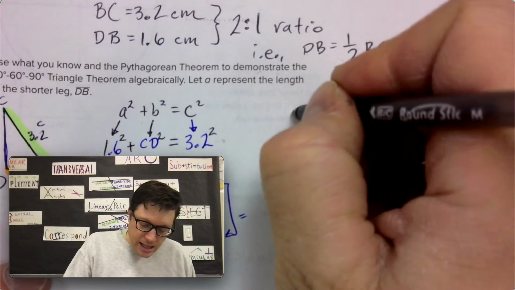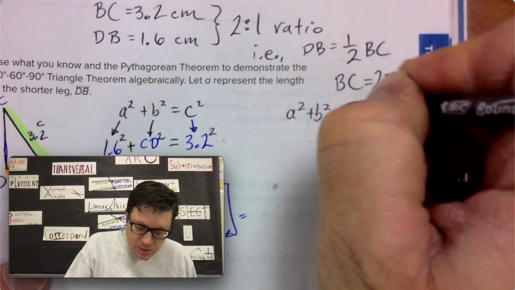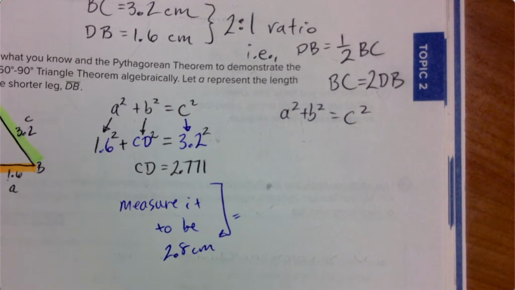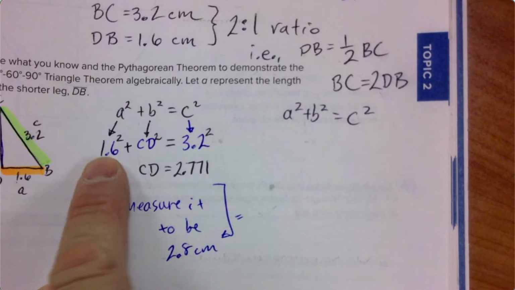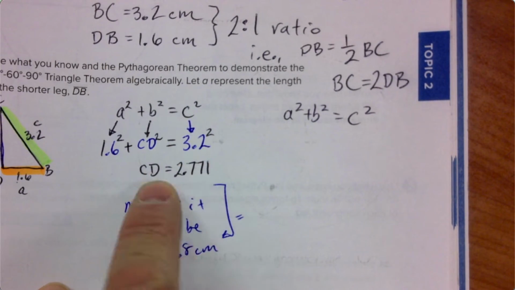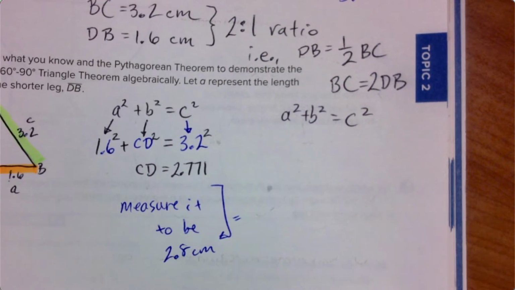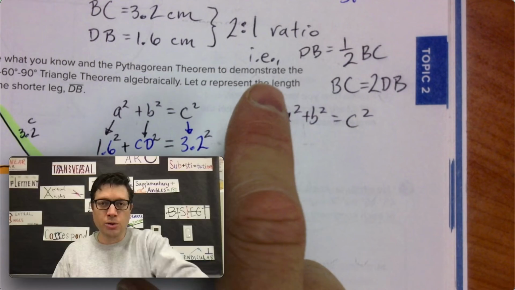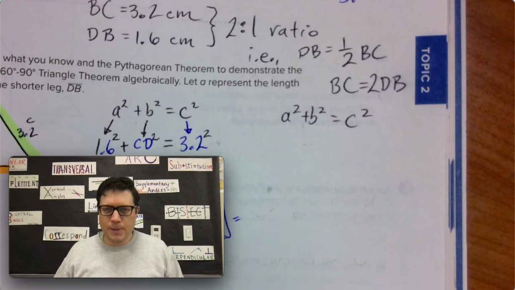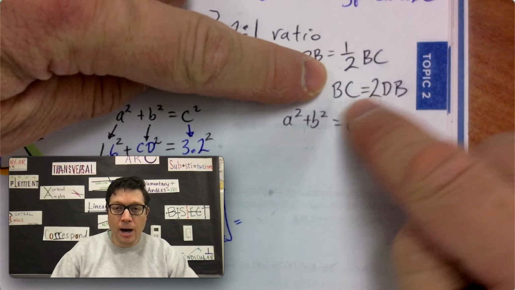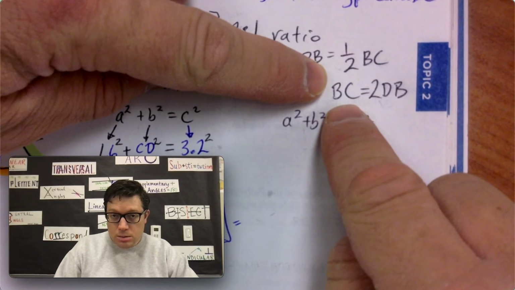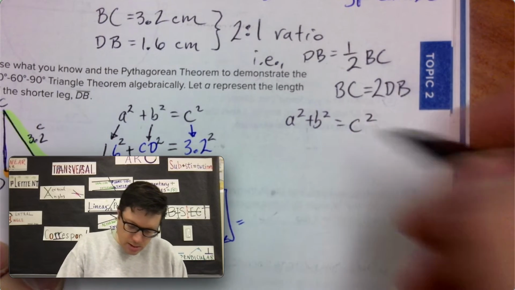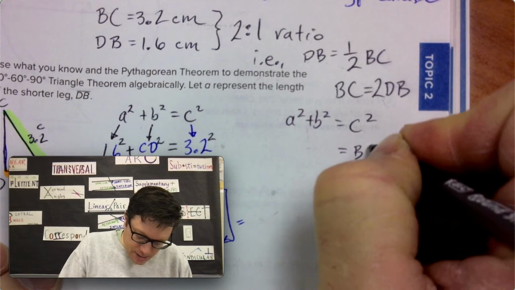I can say a squared plus b squared equals c squared, just like before, right? Just like here we have 1.6 squared plus CD squared equals 3.2 squared, etc. Just like all of this filled out. But instead of filling out 1.6 and 3.2, I'm going to let them just be placeholders. Because up above BC, that's the hypotenuse, I can write that right here, BC squared.